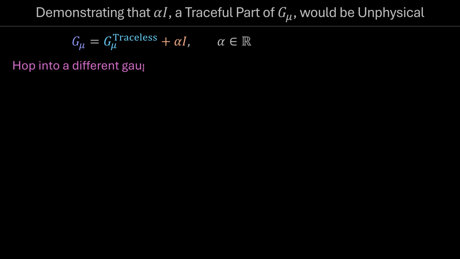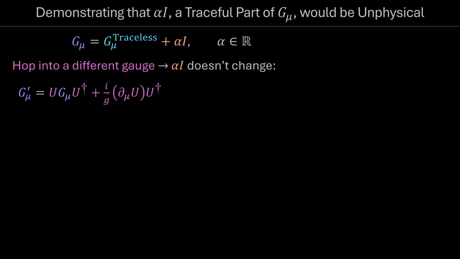Okay, so to demonstrate that alpha I, a hypothetical traceful part of G mu, would be unphysical, all we have to do is write the components of our gauge field like so, like we saw earlier, and now just hop into a different gauge and show that the alpha I term doesn't change. So we know that when we hop into a new gauge, G mu is going to become G mu prime. So G mu goes in the U dagger sandwich, and then we add on the derivative term.